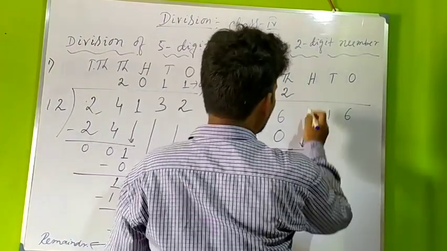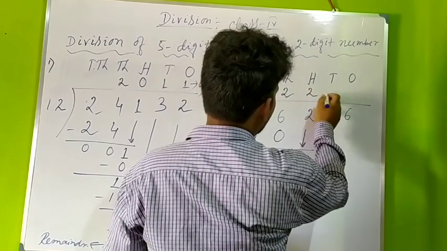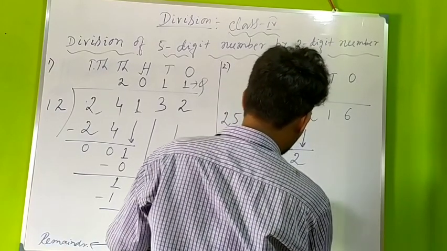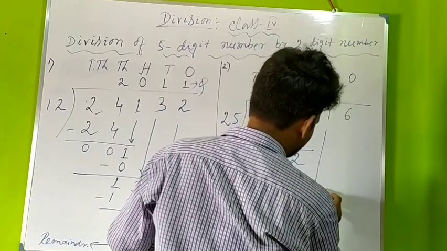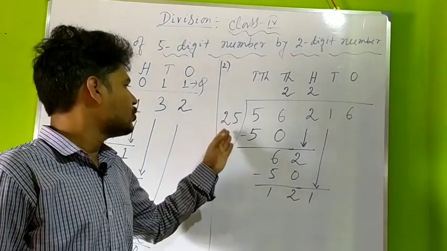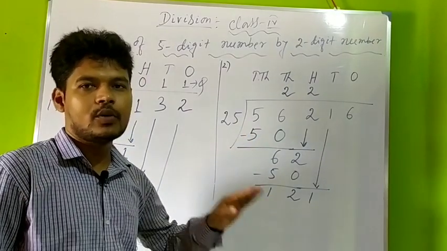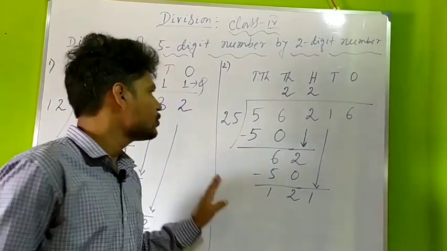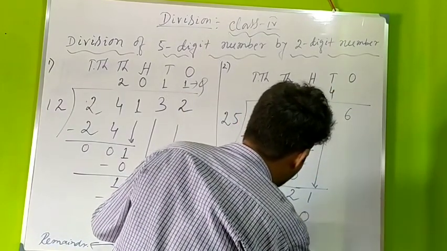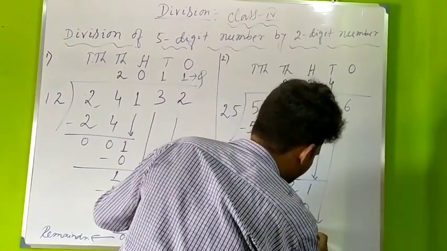Again we write down 2. It is 6200. So you write down 2 at the hundreds place, that is 50. 62 minus 50, 12. 1 comes down. So now 25 into 5, 125. 125 is greater than 121. So we write down 4 at the tens place. So we get 100. 21, 6 comes down.